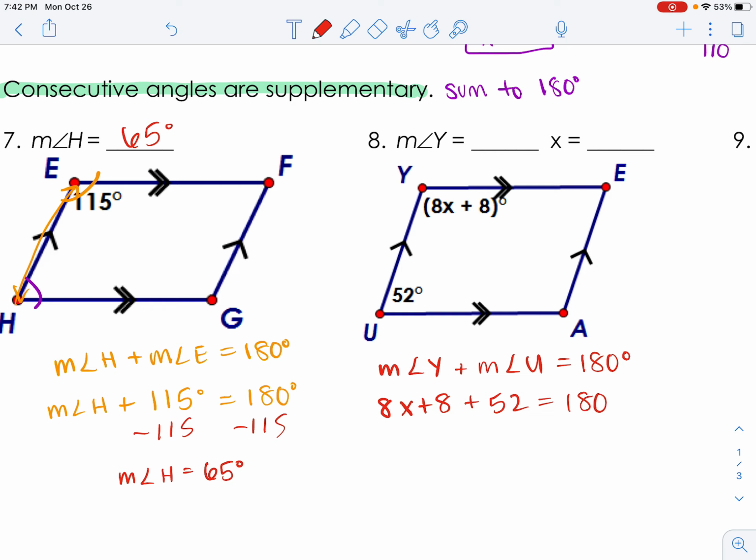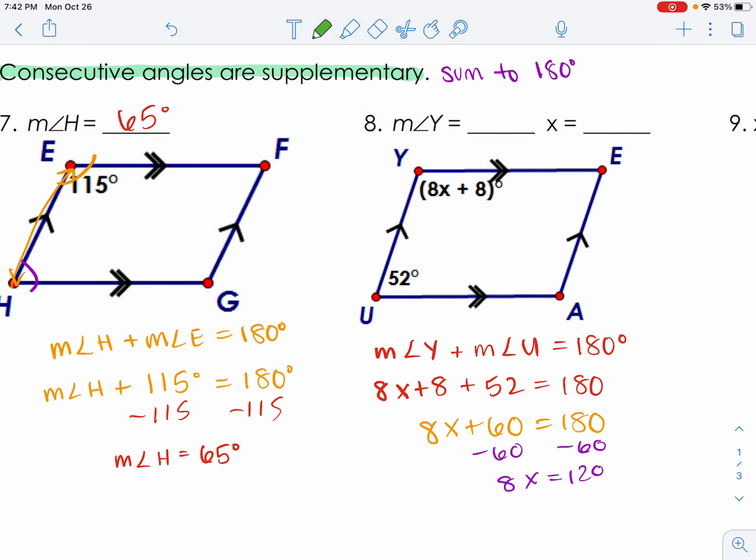We want to simplify, so I've got here some like terms that we can add. On the left-hand side, we have 8 and 52, so I can add those. 8 plus 52 is 60, so we get 8x plus 60 equals 180. Then I can subtract over the 60, and I get 8x equals 120. Next, I want to divide both sides by 8, and we find that x equals 15.